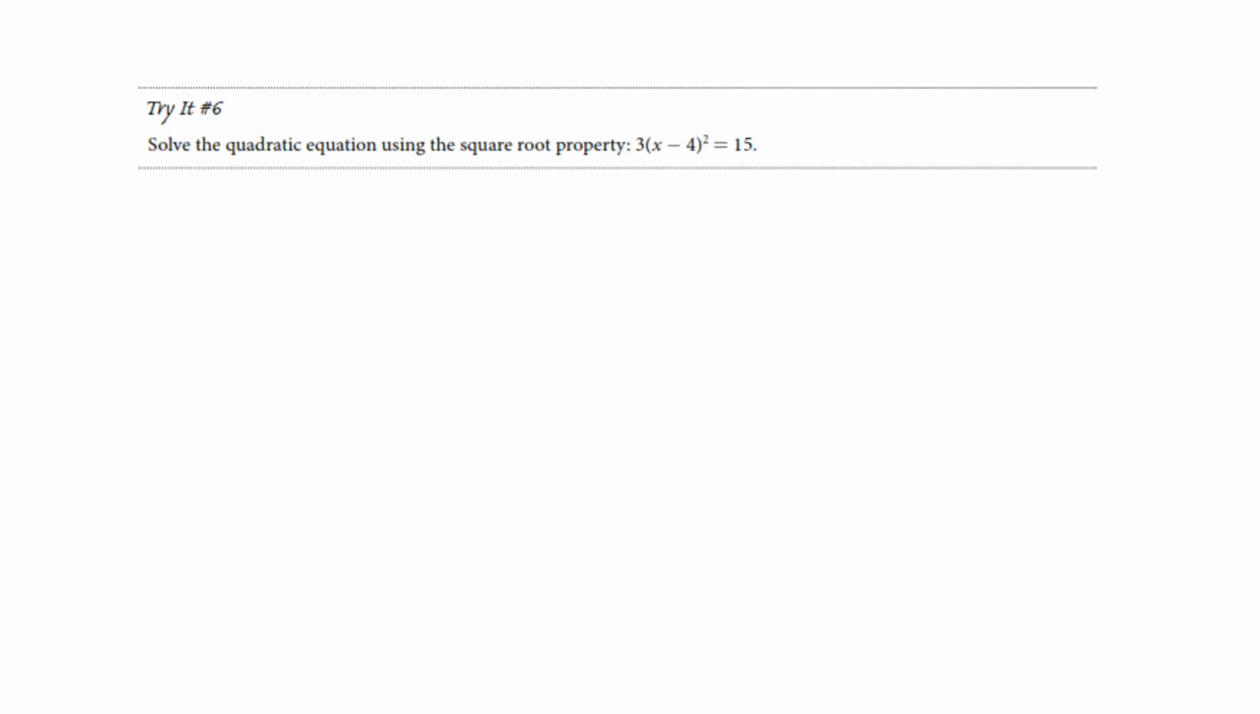Okay, so let's use the square root property again. Now, this is different, that all of this is being squared, but that's okay. We're going to get that problem area all isolated. So I'm going to just divide both sides by 3 to get this entire square alone. And I'll get x minus 4 squared equals 5. Now I've got a square on one side, so I can square root it. That would take care of that problem.